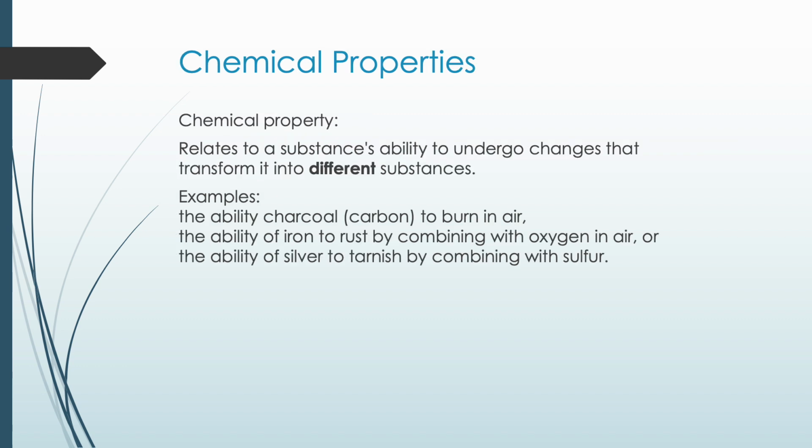Chemical properties relate to a substance's ability to undergo changes that transform it into a different substance. So here we're looking at its ability to become something different. Charcoal, which is carbon, has the ability to combine with the oxygen in the air to burn. Iron has the ability to combine with oxygen in the air in order to rust. Silver can combine with sulfur in the air to cause it to tarnish.